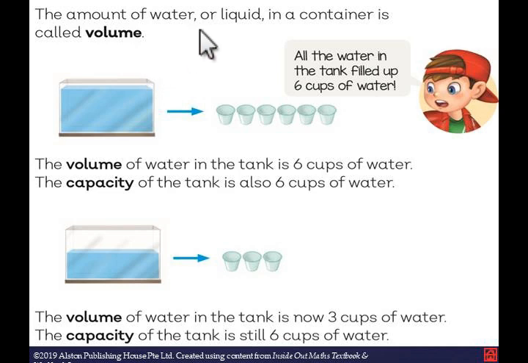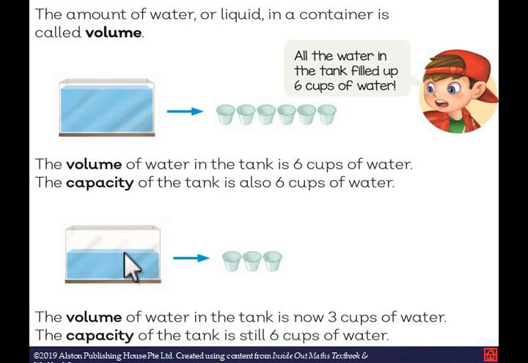The amount of water or liquid in a container is called volume. These are the containers. If you look at C, how many cups? 1, 2, 3, 4, 5, 6 cups to fill the container. So all the water in the tank filled up 6 cups. The volume of water in the tank is 6 cups. The capacity of the tank is also 6 cups.